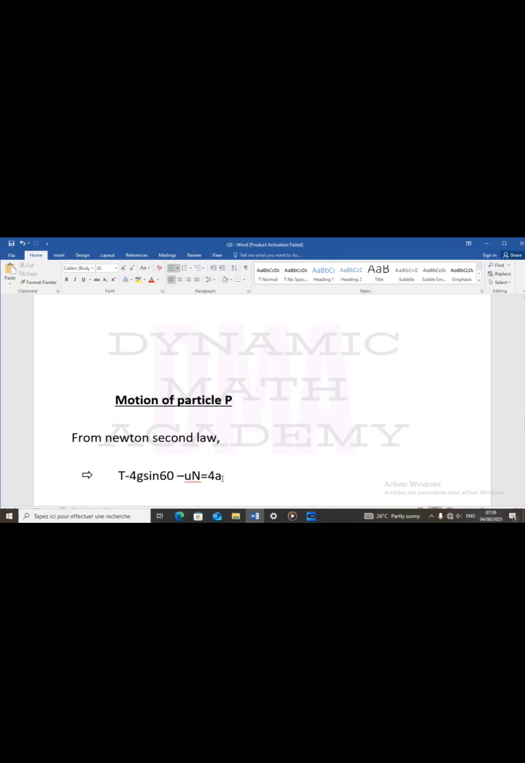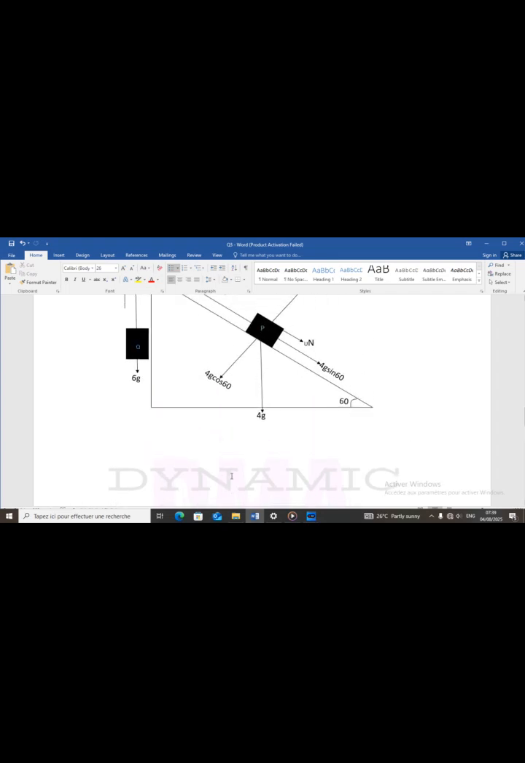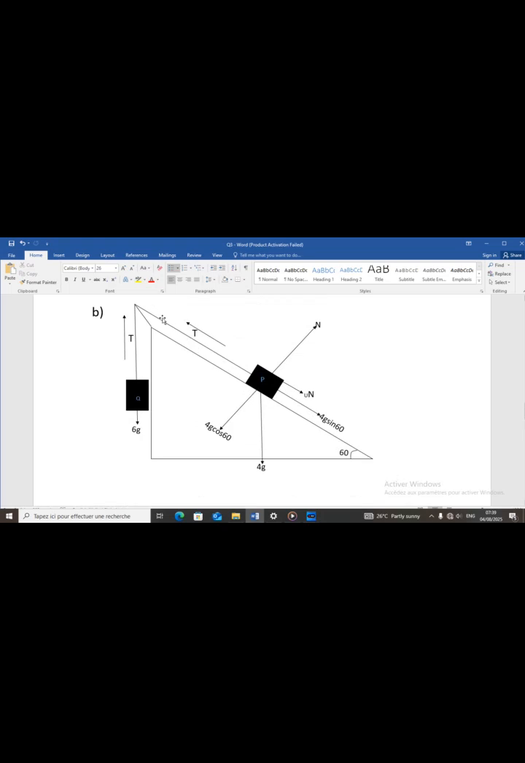Because we're actually applying Newton's second law of motion, where the net force on this particular system is equal to the mass times the acceleration. Hope this one is clear. T minus 4g sin 60 minus mu n is equal to 4a. T because it's going up, minus 4g sin 60 because this force is going down, minus mu n because it's also going down, is equal to 4a.